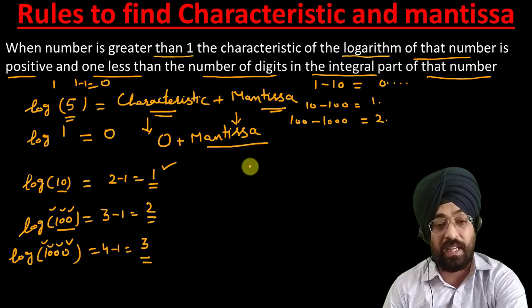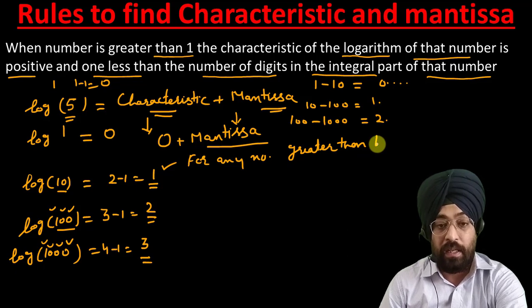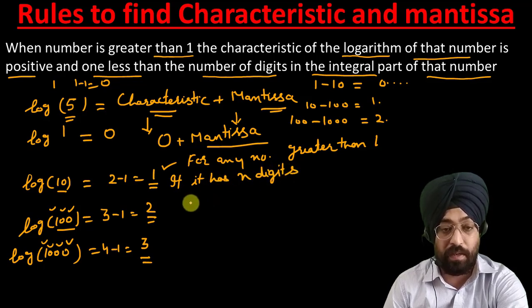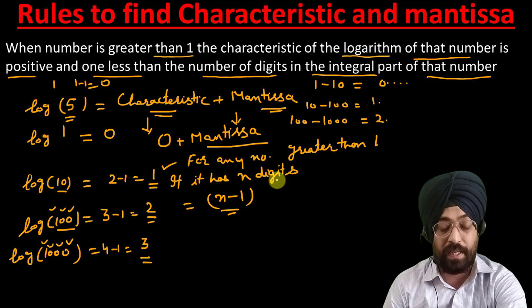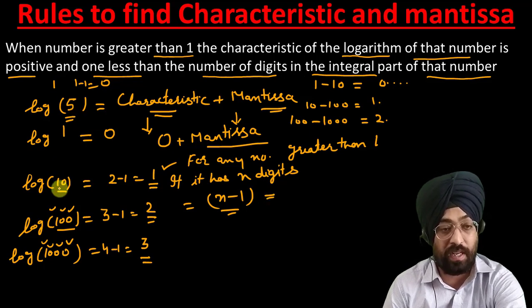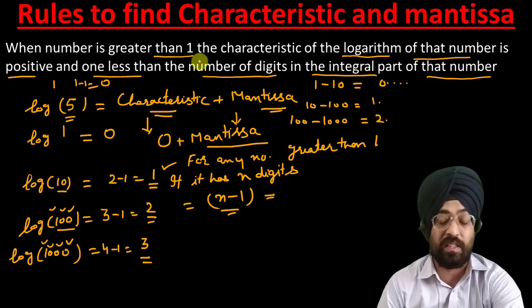So again we can have a generalization. For any number greater than 1, if it has n digits, then the log of that number will have its characteristic as n minus 1. So for an n-digit number greater than 1, the characteristic of its log is n minus 1. Here n was 1, so 1 minus 1 is 0. Here n was 2, 2 minus 1 is 1. So that's how you can find the characteristic of any number which is greater than 1.